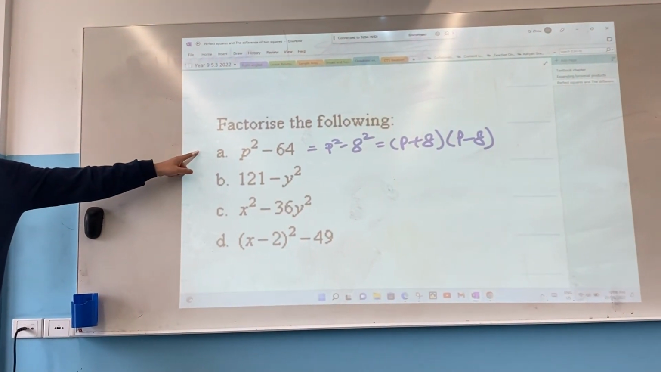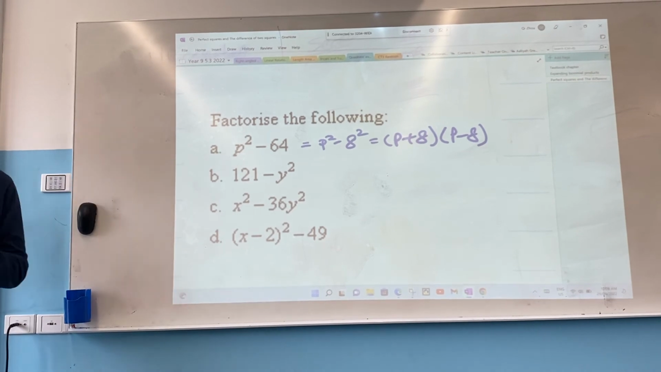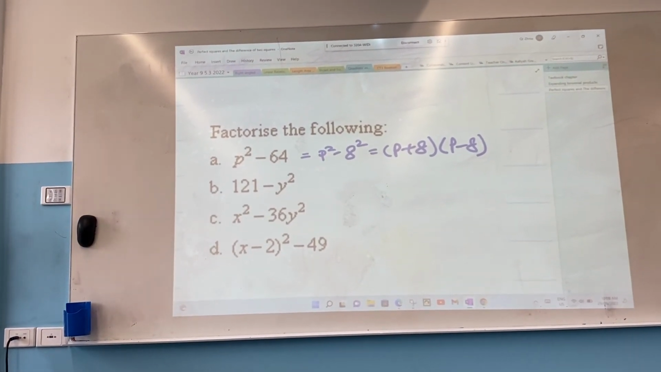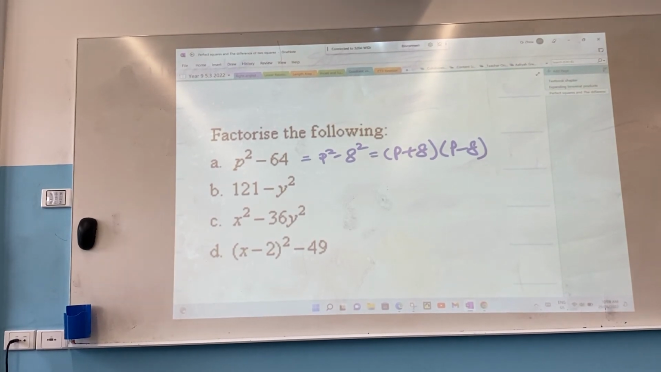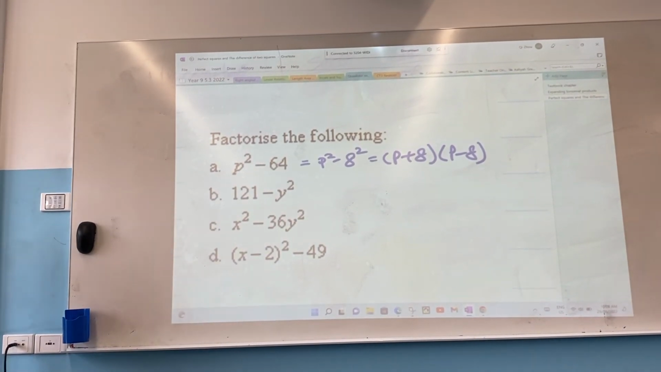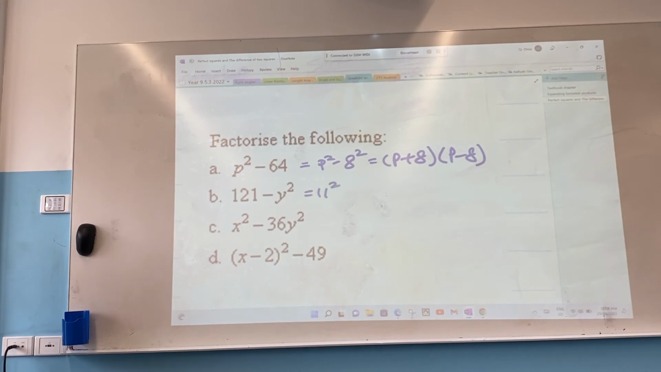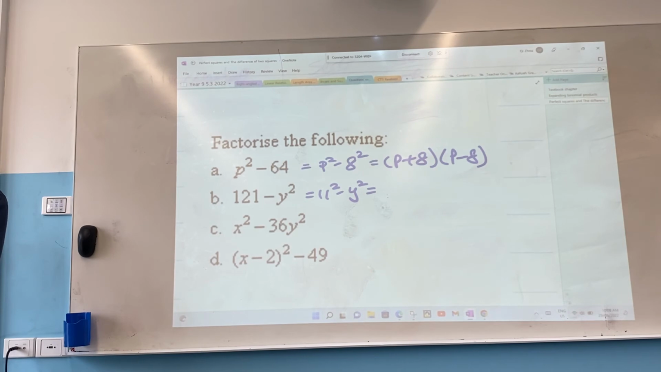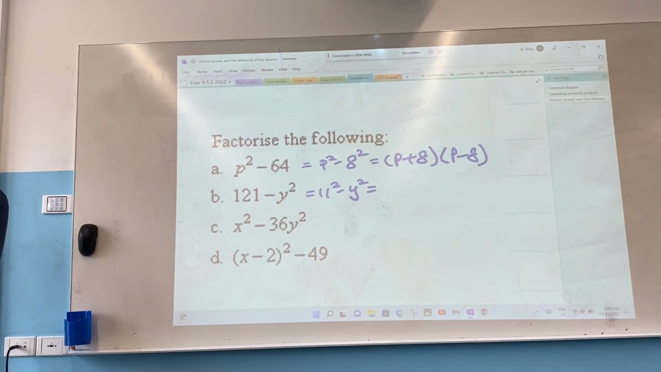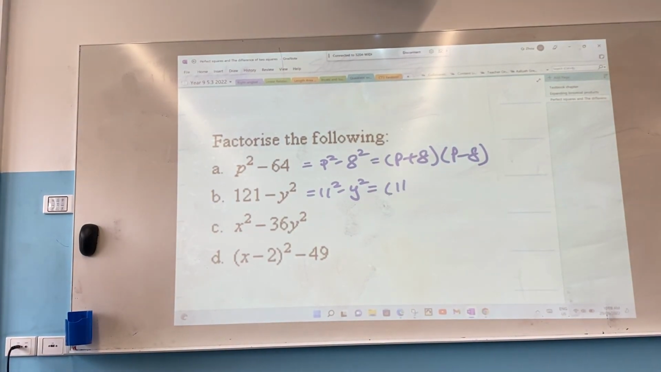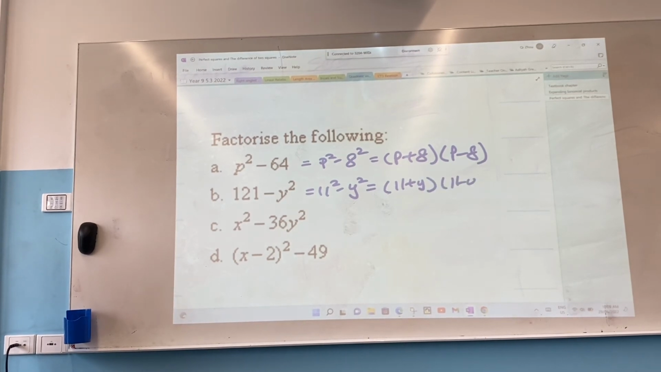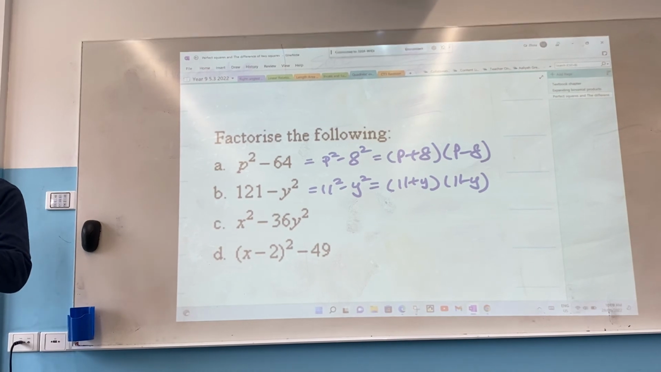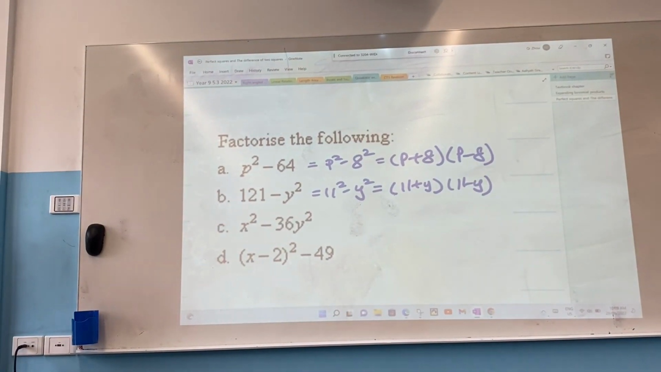I've done A. If you understood A, I'm sure people can do B. Can you guys give it a go? 121, I'm thinking 11. Very good. Somebody tell me the result from there. It's going to be 11 plus y brackets, and 11 minus y. Fantastic. 11 plus y and 11 minus y. Does it matter which bracket I write first? No, very good. So you can switch the order, but no point, it doesn't matter.